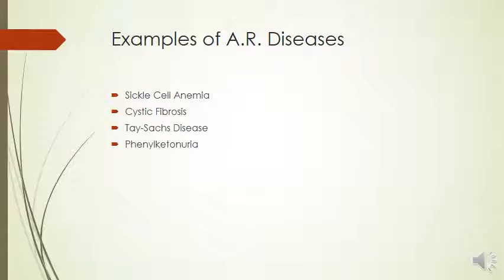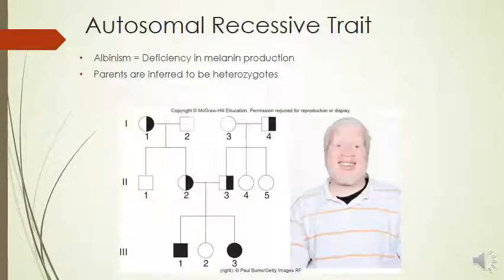If you look at the next slide, this slide just shows some examples of autosomal recessive diseases that we'll be looking at next week. Sickle cell anemia, cystic fibrosis, Tay-Sachs disease, and PKU, or phenylketonuria. In this slide, you see a typical autosomal recessive pedigree, and in this case, the affected individual has albinism, which is a deficiency in melanin production, and both parents, designated as number 2 and number 3 on the pedigree in the second generation, are the carriers.